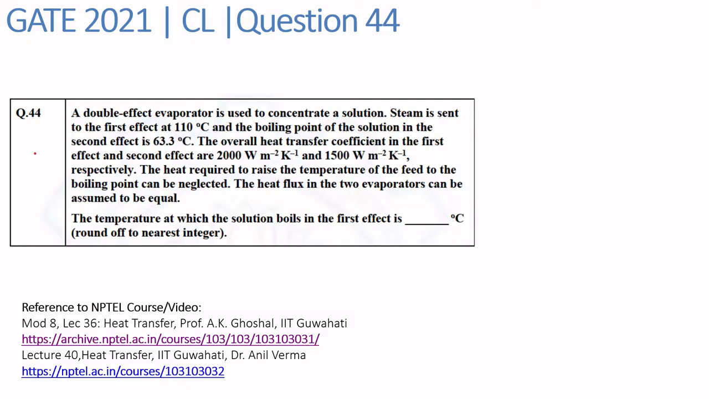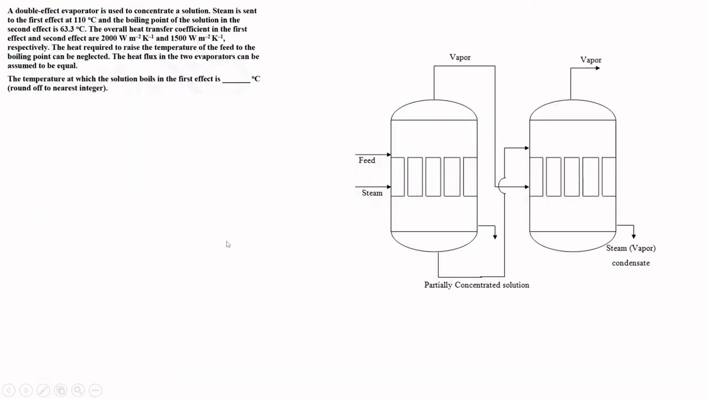So here we have been given a double effect evaporator, and we have been asked to find the temperature at which the solution boils in the first effect. So basically we have been asked to find the outlet temperature of the vapors of the first effect. Just to give a basic schematic of a double effect evaporator, this is my first evaporator. If I'm only using a single one, then it is a single effect evaporator. Since I'm using two evaporators, we call it a double effect evaporator.